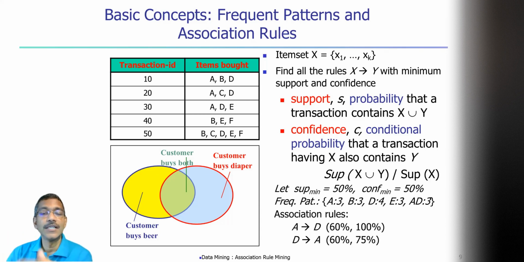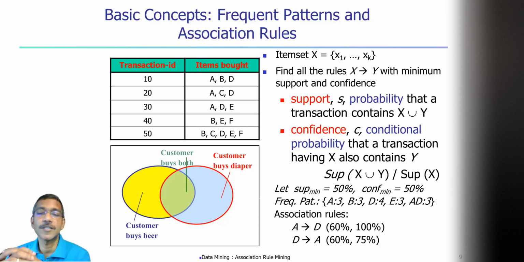Other way around. DA, what is the probability? Support of AD is once again 3 divided by, I mean, we can talk in terms of percentages or numbers, right? And then divided by the support of D, right? How many times is D occurring? 1, 2, 3, 4 places, right? So therefore, it is 3 divided by 4, that is 75%, right? So there is a difference, right?